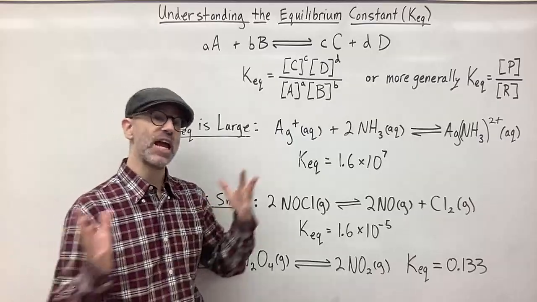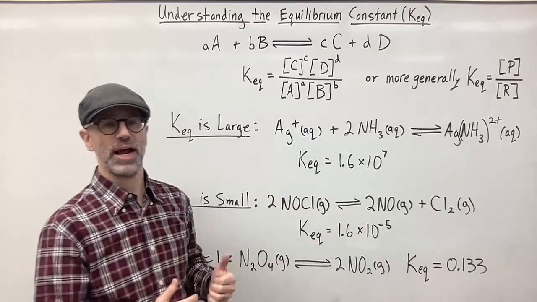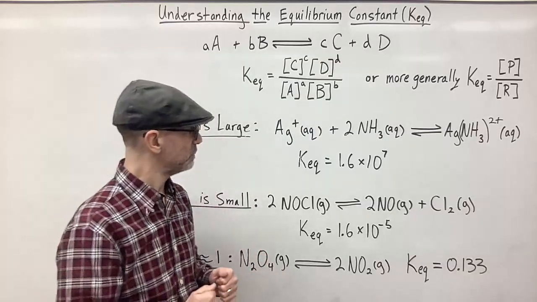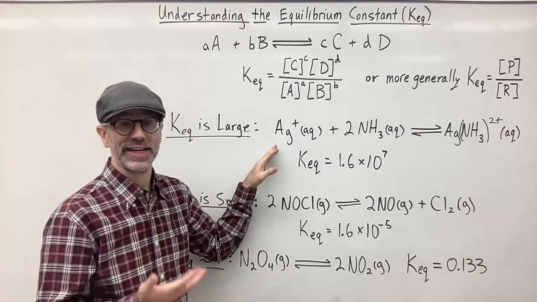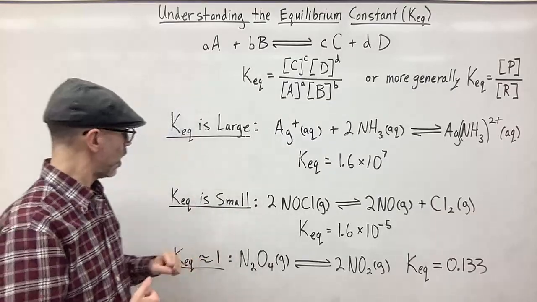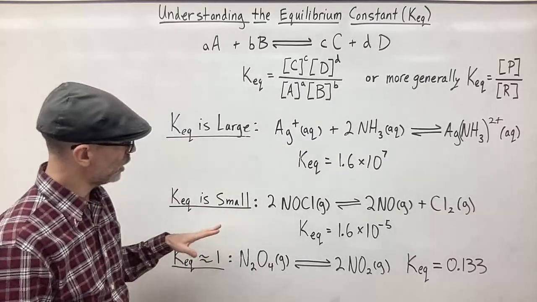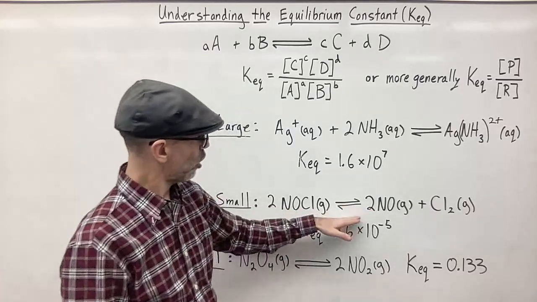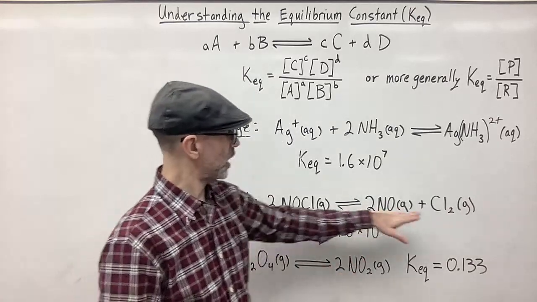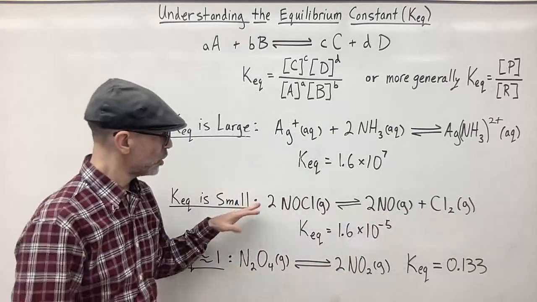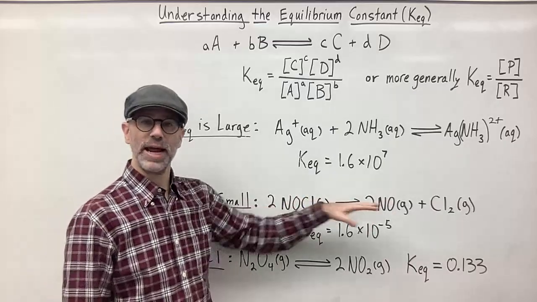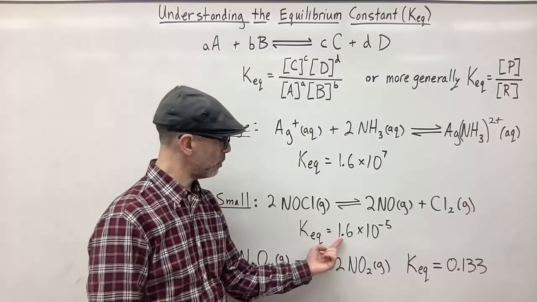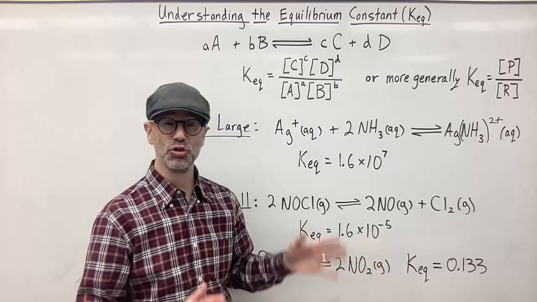KEQ large favors products. So this reaction favors products to a large extent, okay? So much so that it looks like it goes all the way to completion. What if KEQ is small? Well, here we have a reaction where 2NOCl goes to 2NO gas plus Cl2 gas, chlorine gas. So here we have a reaction that's at equilibrium, and its equilibrium constant is very small, 1.6 times 10 to the negative 5, so extremely small.